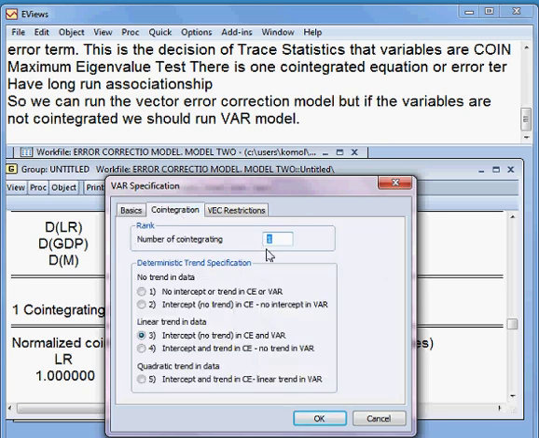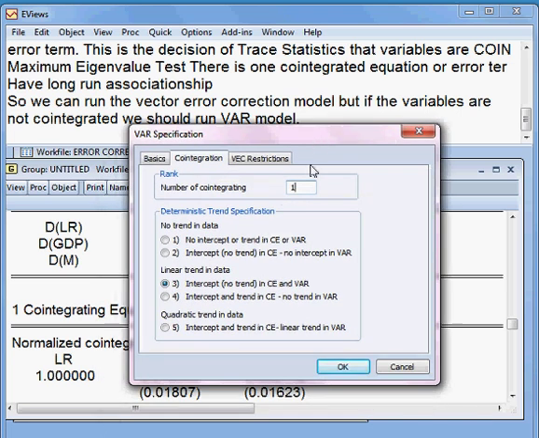And here the number of co-integration is 1, right? It is already here. So it is 1. And suppose here I choose option 3. And here I choose 1 because we have only one co-integration model, or we have only one error term. So that is why I am putting 1 here. Okay, so the model is set. Now I can proceed with OK.